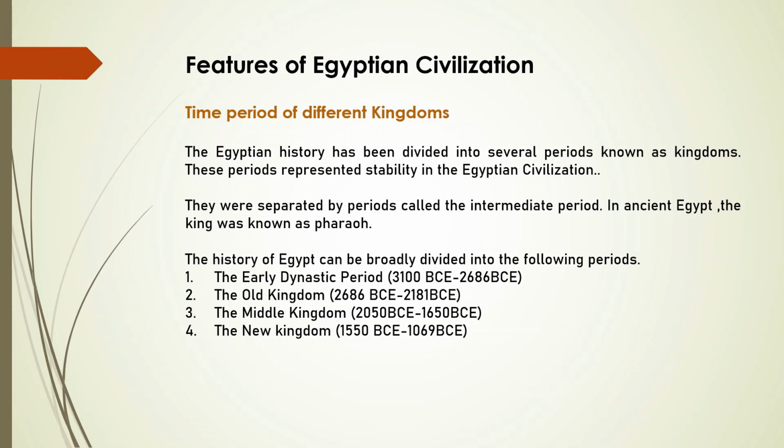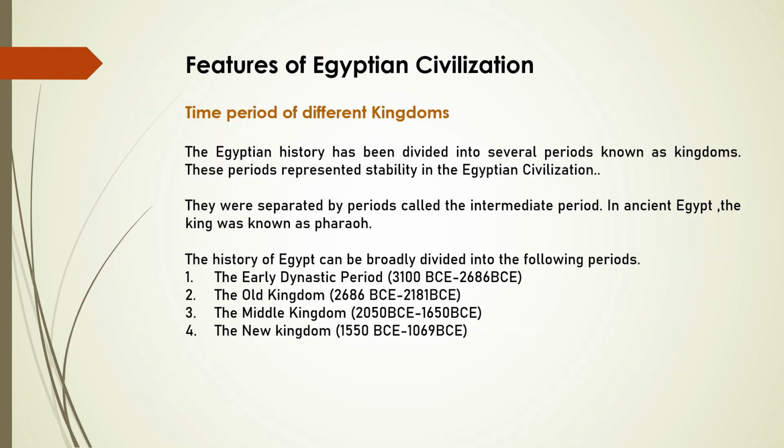Features of Egyptian civilization. Time period of different kingdoms. Egyptian history has been divided into several periods known as kingdoms. These periods represented stability in the Egyptian civilization. They were separated by periods called the intermediate period. In ancient Egypt, the king was known as pharaoh.